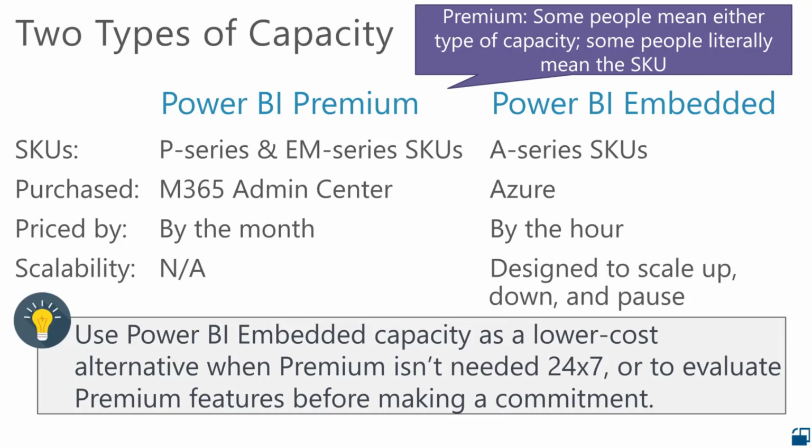I mention this especially if you just need to evaluate some Premium features before making a commitment, or you don't need them 24/7. Here's an example. You want to send some paginated report subscriptions once a day or once a week. What you could do is start your capacity, execute the subscriptions, send them out, and then pause the capacity from Power BI Embedded. I'm sorry if I said Premium a moment ago. So that could be done with your A series SKUs. So things like that, you don't need it up and running 24/7.